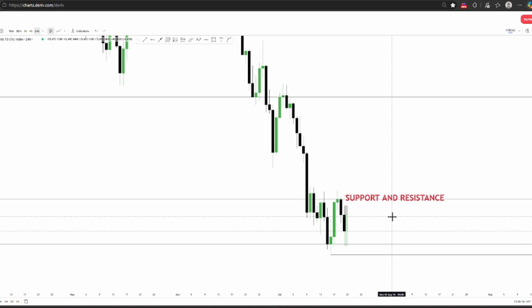So now we've discussed what support and resistance is, and how to identify them. And now we want to talk about how to trade them profitably.